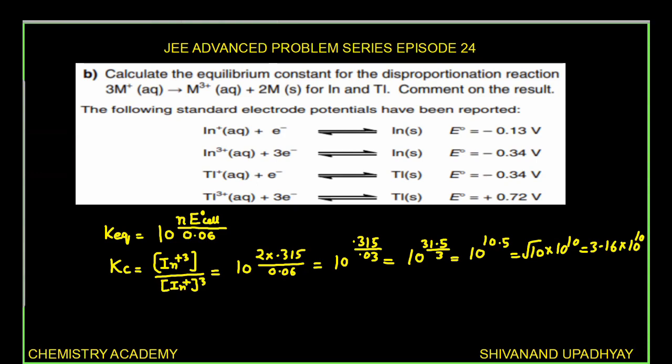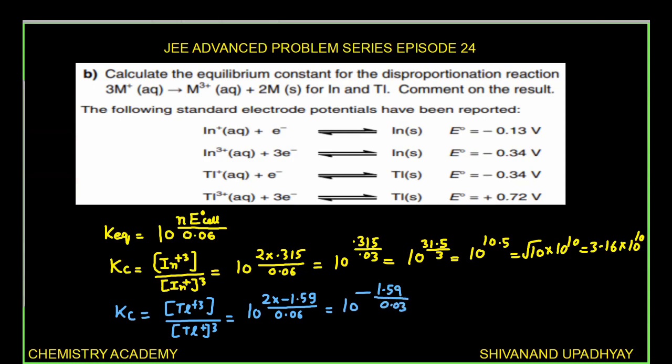Similarly, for the second reaction, the value of Kc is equal to the concentration of thallium +3 upon the concentration of thallium +1 to the power 3, which is equal to 10 to the power, with the number of electrons again being 2, but the value of E naught of the cell is minus 1.59, right? So I can write minus 1.59 divided by 0.06. On simplification, this is 10 to the power minus 1.59 divided by 0.03, which is 10 to the power minus 159 divided by 3, which on simplification gives 10 to the power minus 53, right?